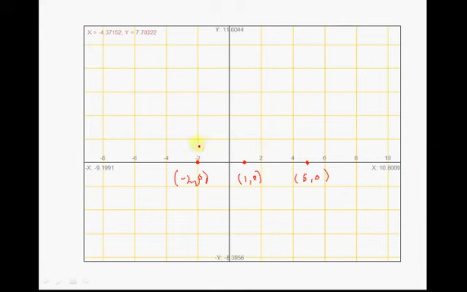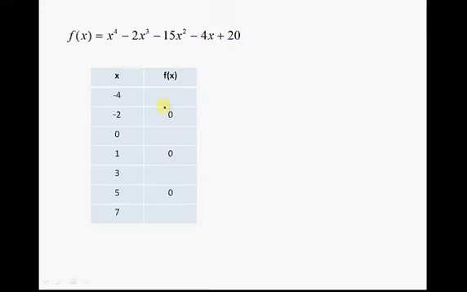So what we can do is set up a table and take a look at values of x to the left of -2, values of x between -2 and +1, values of x between 1 and 5, and then values of x to the right side of 5. So let's do that. We set up a table, and this is straightforward. So -4 is to the left of -2, and so on and so forth. And we know that when x is -2, f of x is going to be equal to 0. When x is 1, f of x is going to be 0. And when x is 5, f of x is going to be equal to 0.